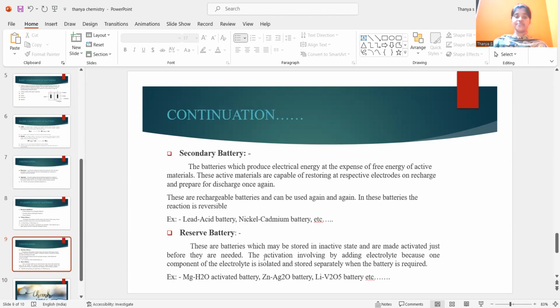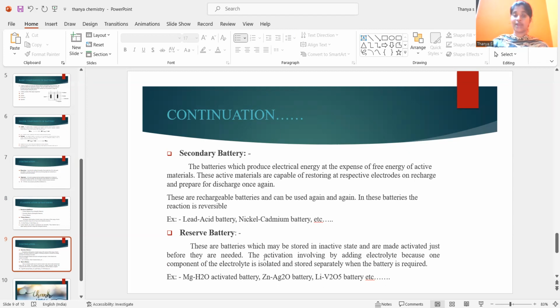Second one is secondary battery. These batteries produce electrical energy at the expense of free energy of active materials. These active materials are capable of being restored at the respective electrodes, recharged and prepared for discharge once again. So it can be used again and again. In these batteries, the reaction is reversible, whereas in primary batteries it is irreversible. The examples are lead acid battery, nickel cadmium battery, etc.